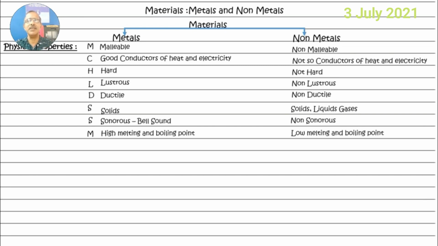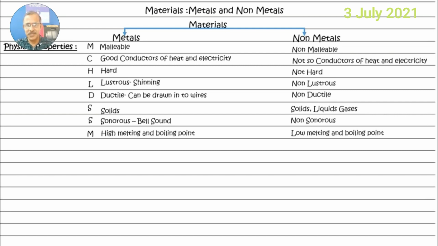As of now, you can even write the meaning of what you mean by sonorous: bell sound. What do you mean by ductile? Can be drawn into wires. What do you mean by lustrous? A shining ability. All those things you can write, and many more you can write. These are not fixed rules which you must follow.